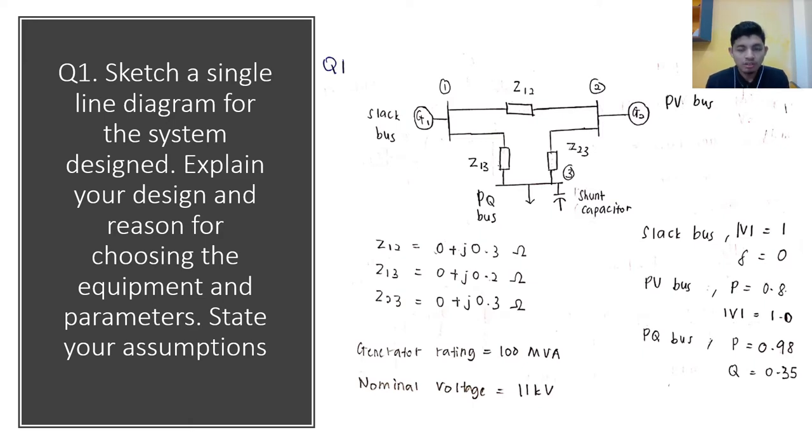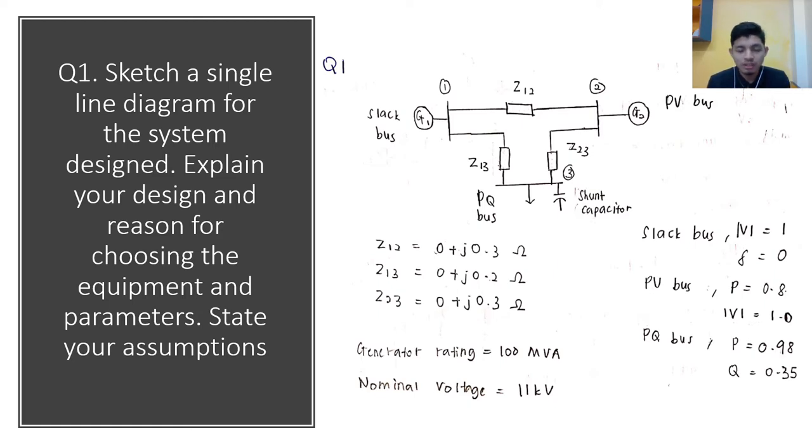I also add a shunt capacitor in the load bus because I believe the shunt capacitor can improve the power factor. Sometimes we have an inductive load connected to the system, which can lag the load current because of the lagging power factor. So to compensate for this problem, we choose to connect a shunt capacitor to this load bus.